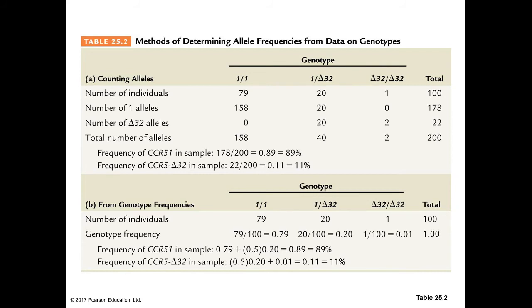And same goes with the 32-32, because this person is homozygous, just times 2. So if there is one person with this 32-32 genotype, it means that this person has 2 alleles of 32-32. Next, what about from genotype frequencies?